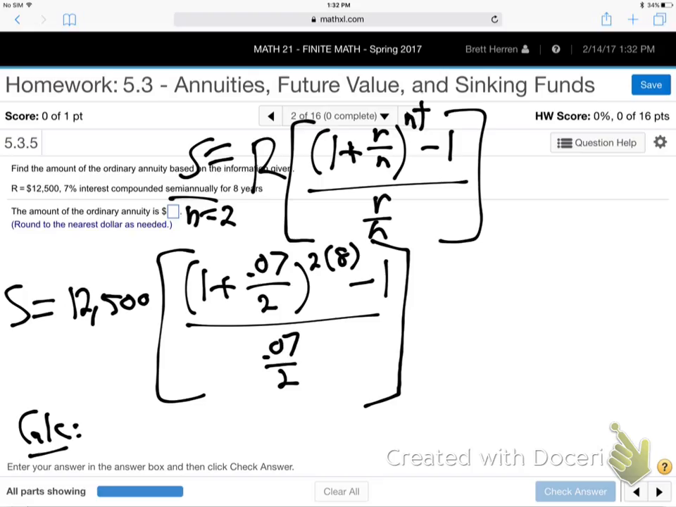I would probably start right with the inside right here. I would go 1 plus 0.07 divided by 2 equals. So kind of start on the inside, do that, and then go to the power. And if you just hit to the power, it'll grab your answer from the last line automatically. So I just go to the power 16, right? I'm just doing that 2 times 8 is 16 in my head, right?